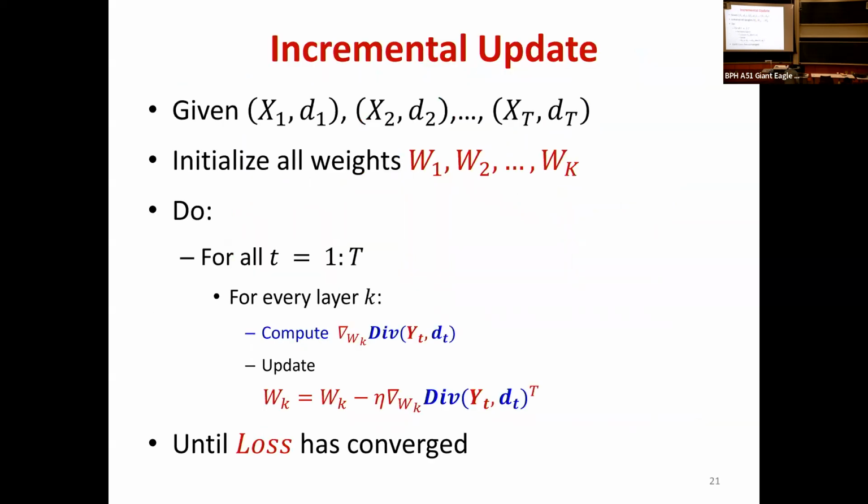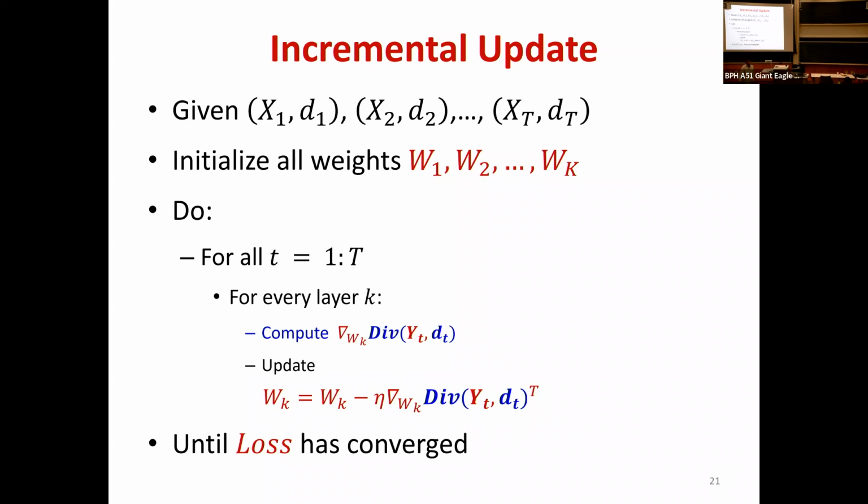Here's what the pseudocode for this is going to look like. Remember how we perform batch updates. You went over the entire data, computed the gradient at every training instance, computed the average gradient across all the training instances, and then made your update. Here, it's going to be different. You would be going over all of your training instances, and after each training instance, you would be computing the derivative of the divergence for that one training instance, and immediately make your update.